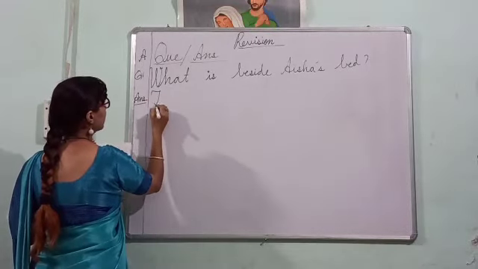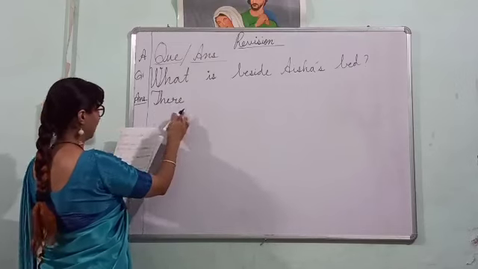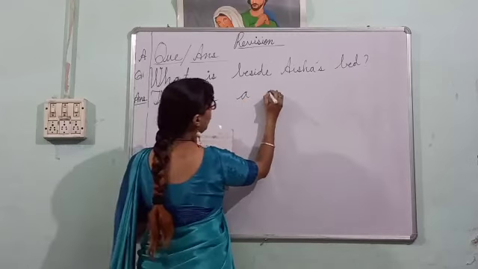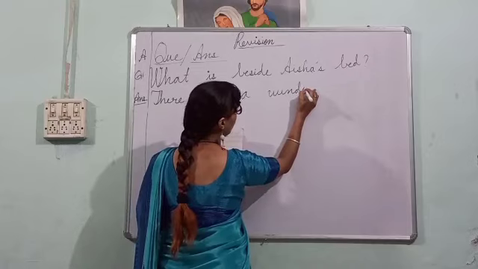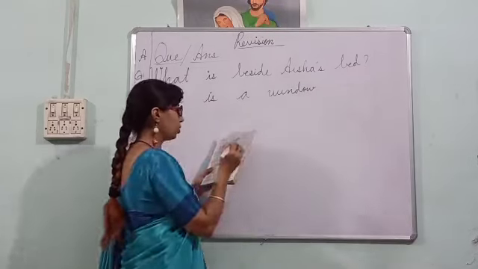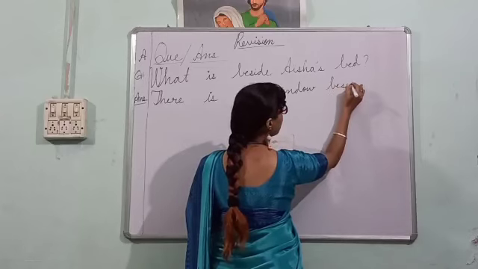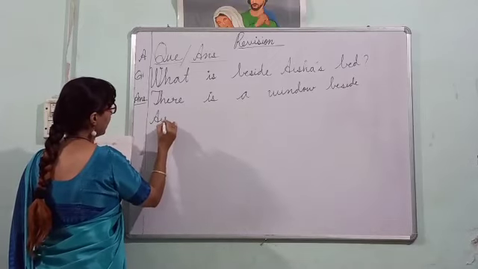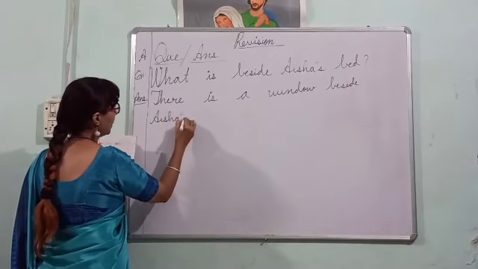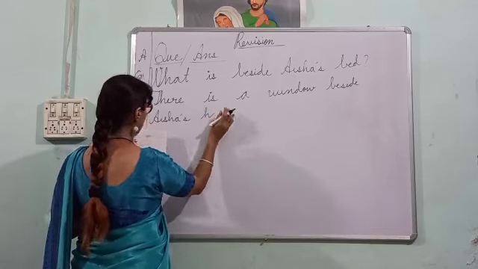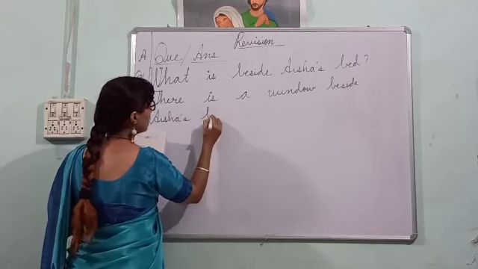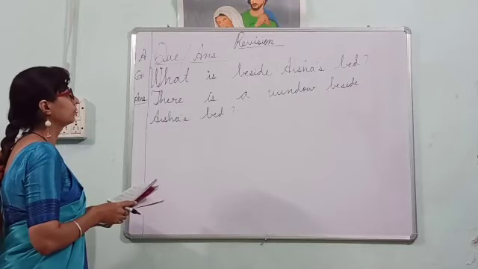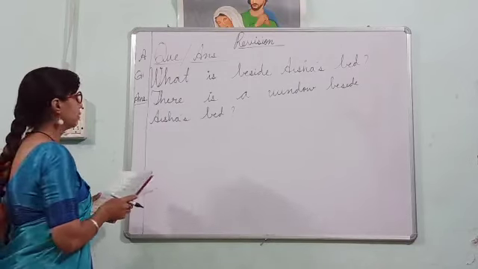And the answer is T-H-E-R-E, there is a window, W-I-N-D-O-W, there is a window beside, B-E-S-I-D-E, beside Aisha's, A-I-S-H-A, Aisha's bed. Understood that? Okay, then leave one line.